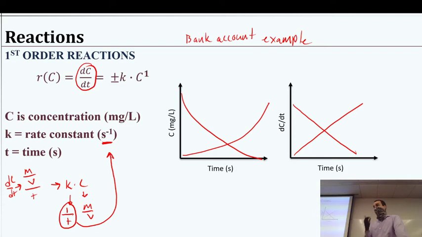Okay. So anytime we see a reaction and it gives you the reaction rate constant, and that rate constant's units are per time, that means we've got a first order reaction on our hands. Okay.